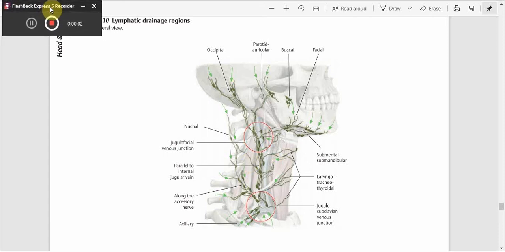Let's talk about the lymphatic drainage of the head and neck region. The lymph nodes of the head and neck region are generally divided into a total of three categories: the superficial group, the deep group, and then the deepest group. First of all, you need to be able to enumerate the lymph nodes, and then you need to have an idea of the pattern of drainage.